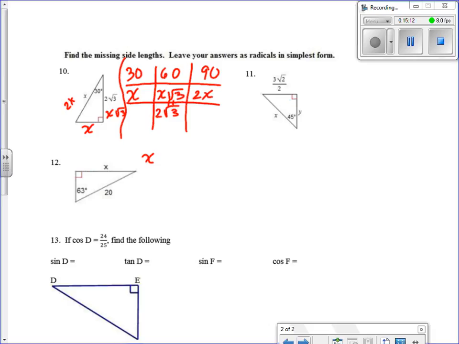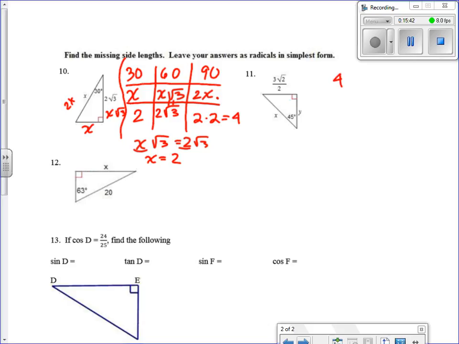X times the square root of 3 is equal to 2 times the square root of 3. I hope you can look at this and see that x must be 2. Alright, x equals 2. And so I can put a 2 here, and then this x is 2, so 2x means 2 times 2, which is 4. So that's that. And then I have my 45, 45, 90.